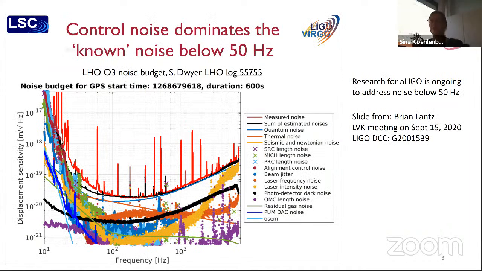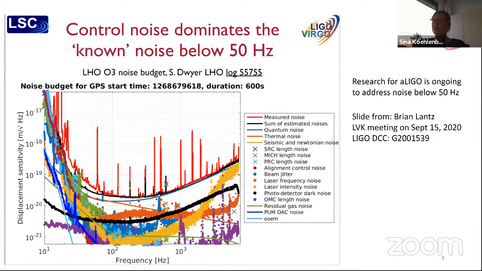Therefore, I brought a slide from a different talk by Brian Lenz that he gave during the last LVK meeting. This already raises this issue at the LIGO detector. You can see what the LIGO detector is limited by in this red curve. Down here, buried in all these lines, you can see the actual quantum noise limited sensitivity. But you can also see that many other noise sources are actually limiting. One of these, this dark red line, is the alignment control noises.